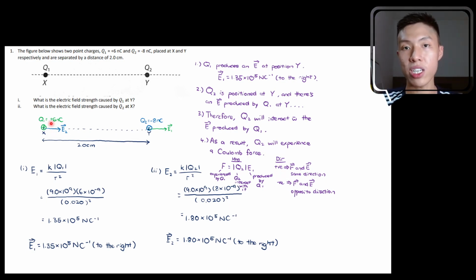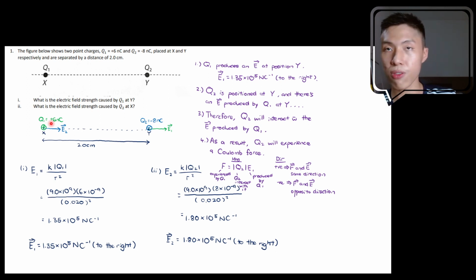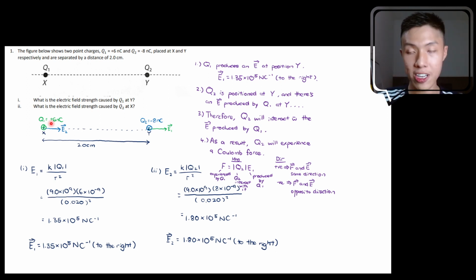Sometimes I call it a two-stage process. One charge produces an electric field, another charge interacts with the electric field. So we call it a two-stage process as well. But I hope through this example you are able to see clearly what is producing the electric field, and what is interacting with the electric field. Okay, so that's all for this question.